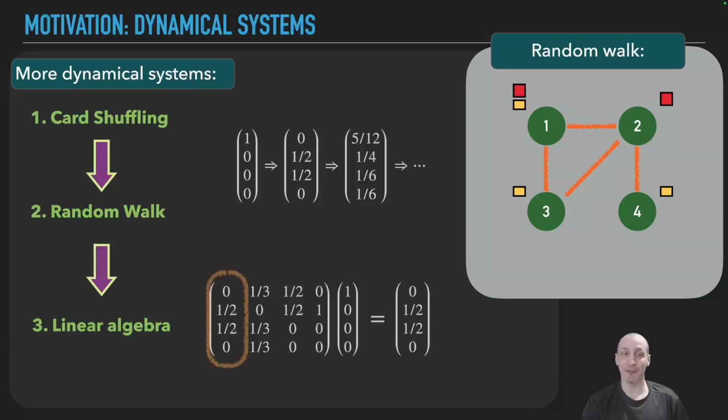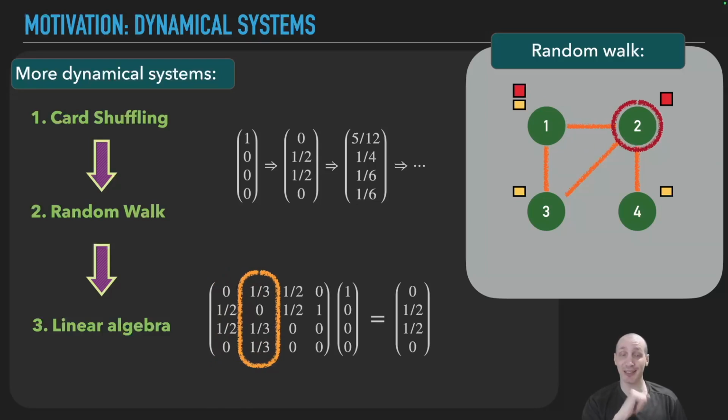So I need to tell you how I build this matrix. So for example, the first column, I can derive it from the first vertex. The first vertex either moves to the second or the third by half and half. So the first column is going to be 0, half, half, 0, because we have 0 chance to move to the first or the fourth vertex, and we have 50% to move to the second or the third one.